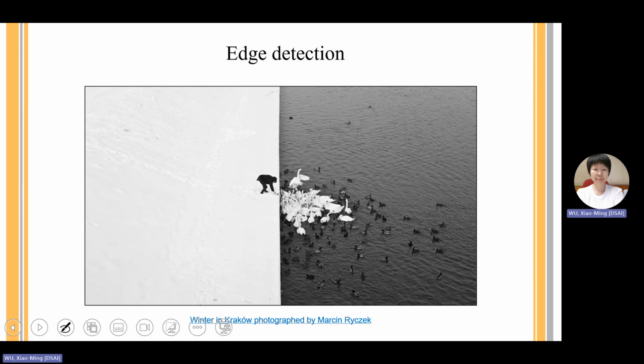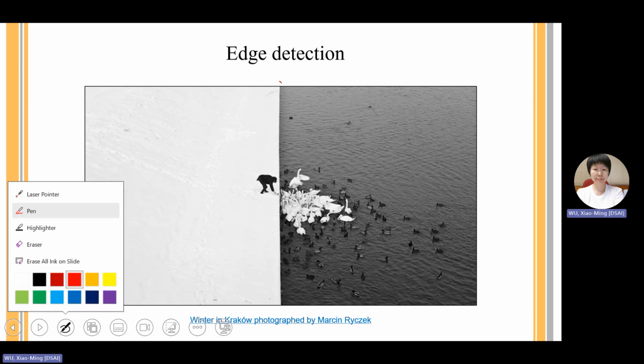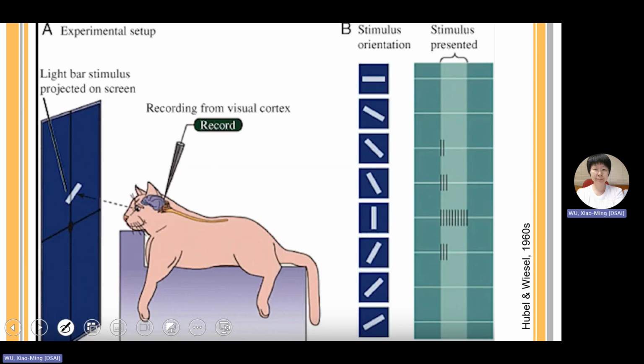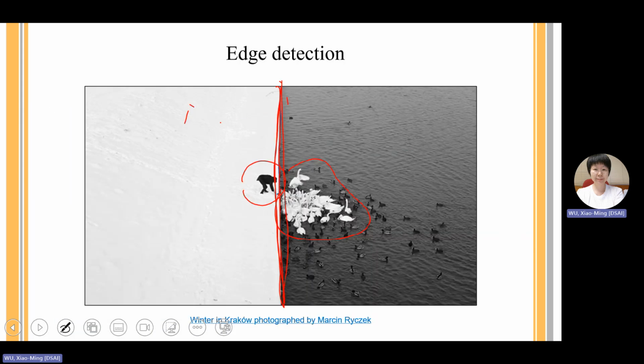Where do edges occur? Edges usually occur at the boundary of image regions. And edges represent significant changes in image intensity.